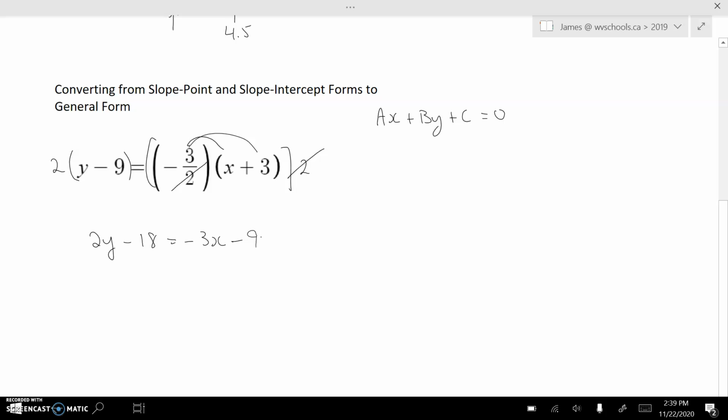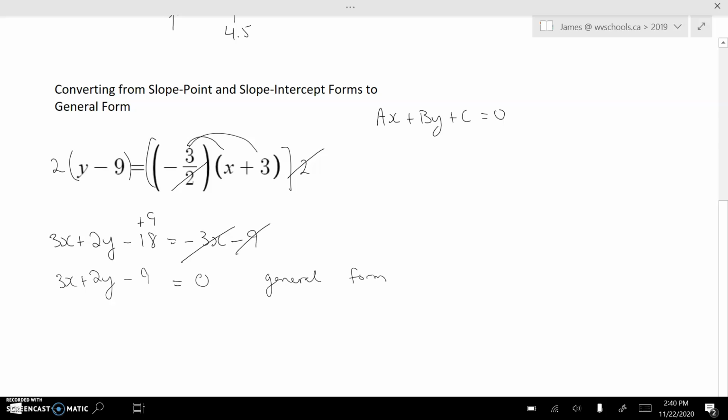And then I want to get everything over on the same side. So I'm going to add 3x to both sides. I'll just put it in front as positive 3x. I'm going to add 9 to both sides, and then summarize. So on the right hand side I have 0. On the left hand side I have 3x plus 2y minus 9 is equal to 0. And this would be your general form.